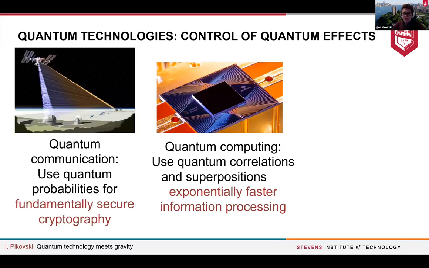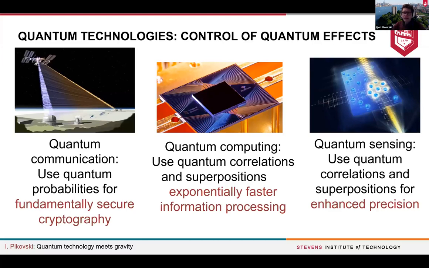And what it does is it leverages these correlations that I mentioned and also the superposition principle, which only exists in quantum mechanics, in order to create a process which can exponentially faster compute certain problems. So this is at the basis of quantum computing. And then finally, we also have quantum sensing, which is the ability to sense something better by leveraging, again, quantum correlations and superpositions for enhanced precision. So all of these applications have in common that we take some of the fundamental principles that only exist in quantum mechanics and try to find ways how we can leverage and utilize them.